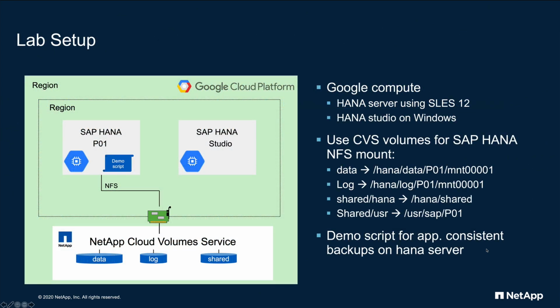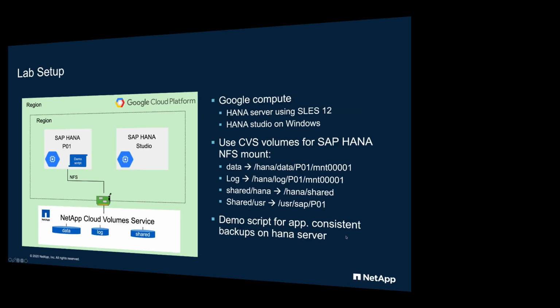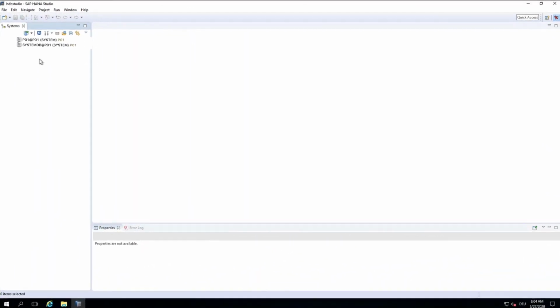In our lab setup, we have deployed 3 volumes, the data, the log, and 1 volume for the shared files. And we have mounted them via NFS to our HANA system, where we also deployed the demo script. And of course, we have deployed SAP HANA Studio to have a look at the backup catalog. So let's start with HANA Studio. We have configured the system DB and the tenant DB P01.